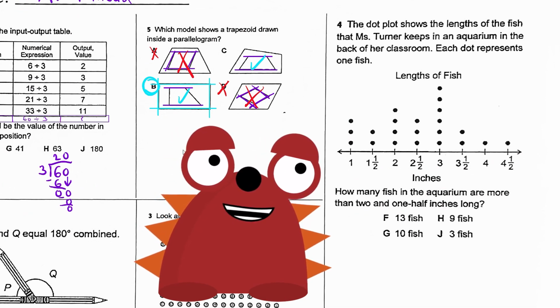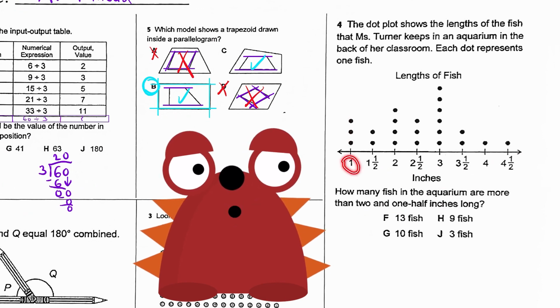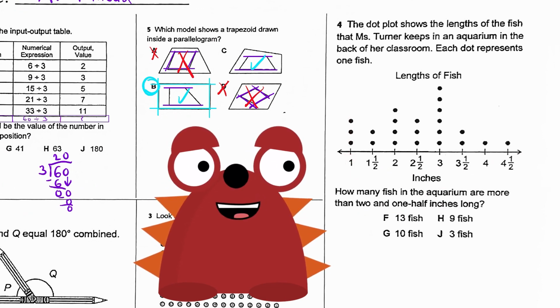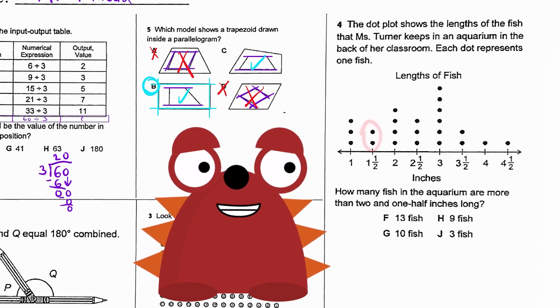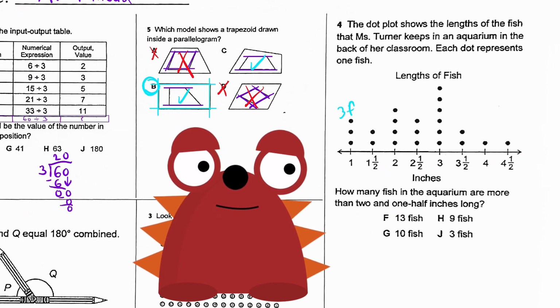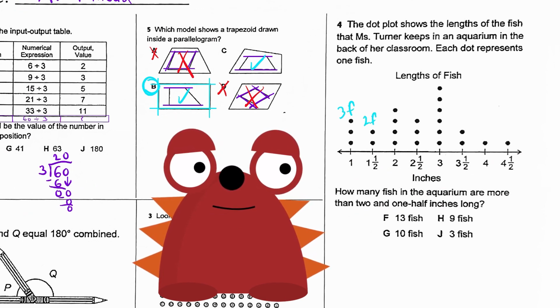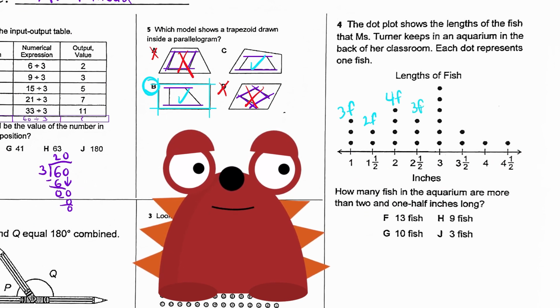So here we're going to see that we have 3 fish that are only 1 inch long. So those fish are not very big. They're only 1 inch. Here you have 2 fish. So I'm going to label here that I have 3 fish. Here I have 2 fish. Here I have 4 fish. Here I have 3 fish. Here I have 1, 2, 3, 4, 5, 6 fish. Here I have 2. Here I have 1 fish, and here I have 1 fish.